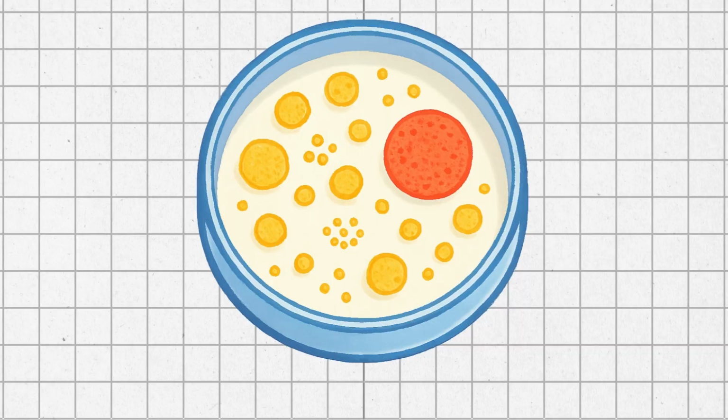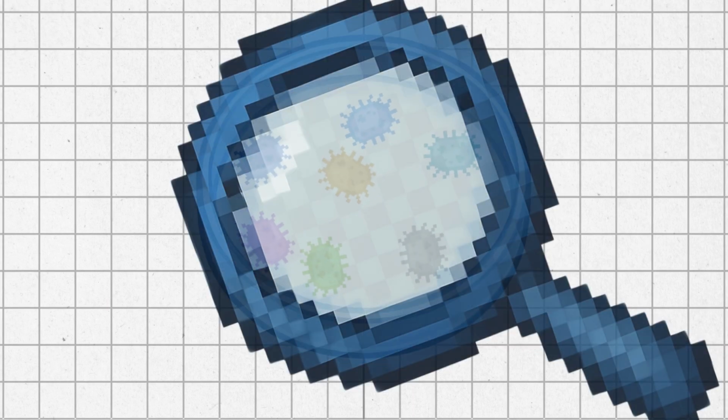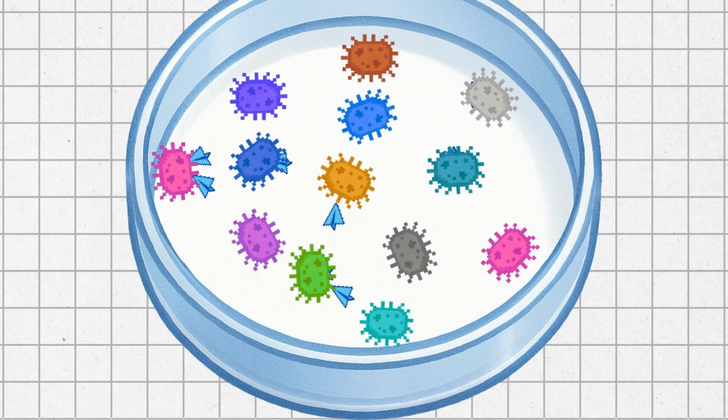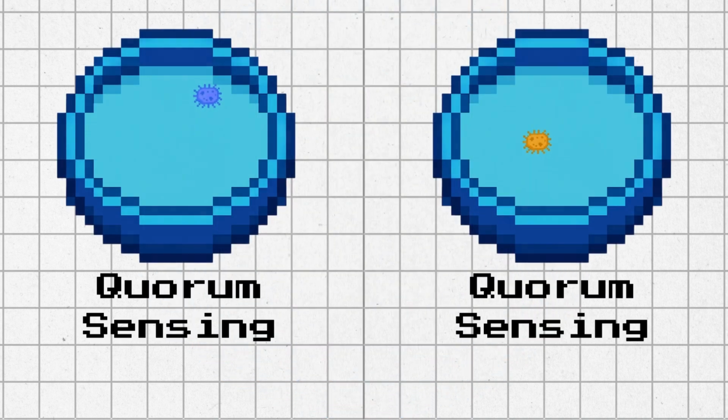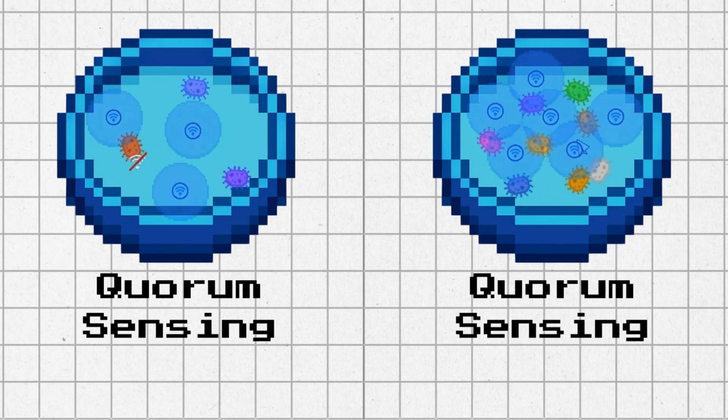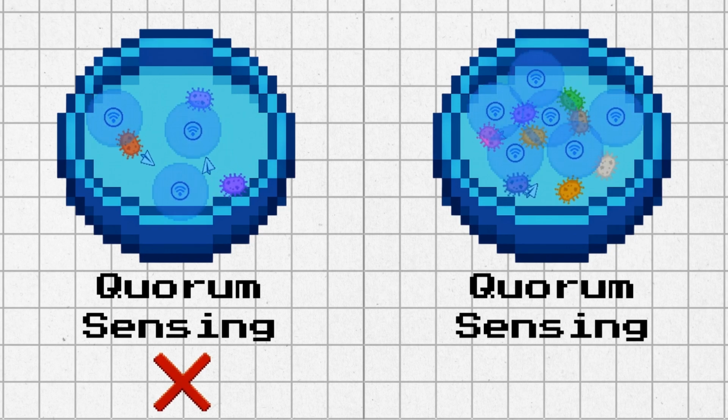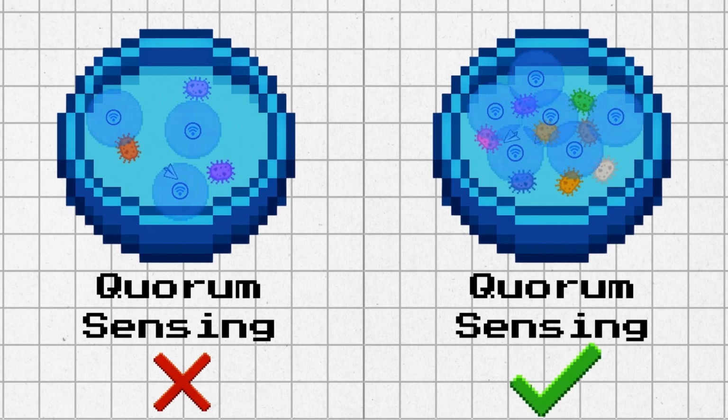What is quorum sensing? Quorum sensing is a way for bacteria to communicate with chemical signals called autoinducers. But how do bacteria start quorum sensing? Well, every time they replicate, they release chemical signals called autoinducers. Each signal covers only a small micro-inch space, like a small Wi-Fi bubble.